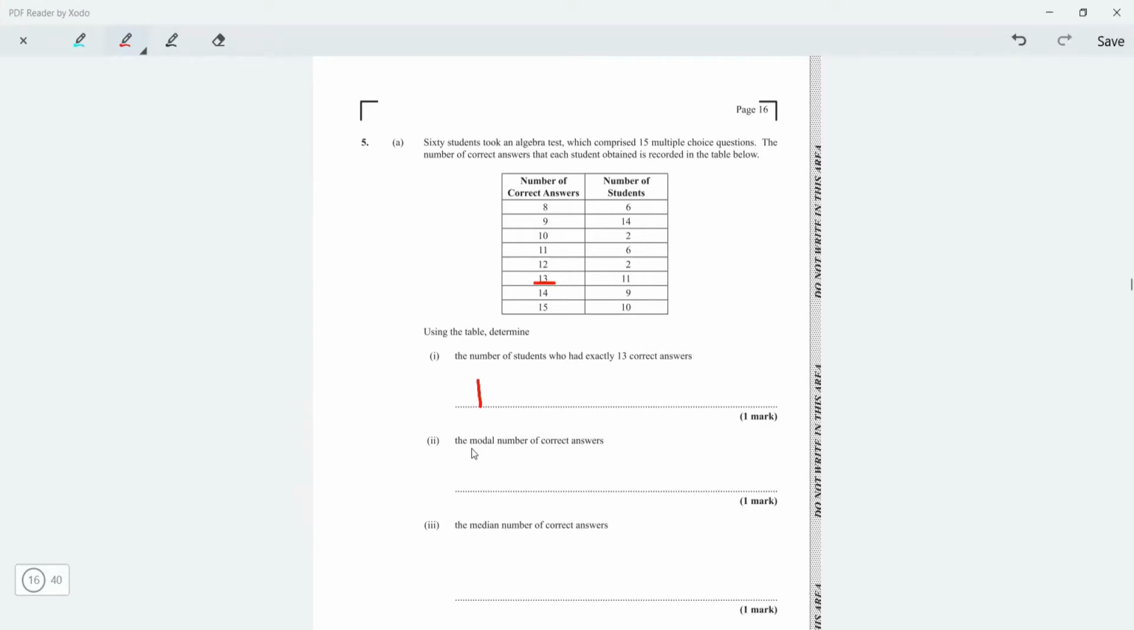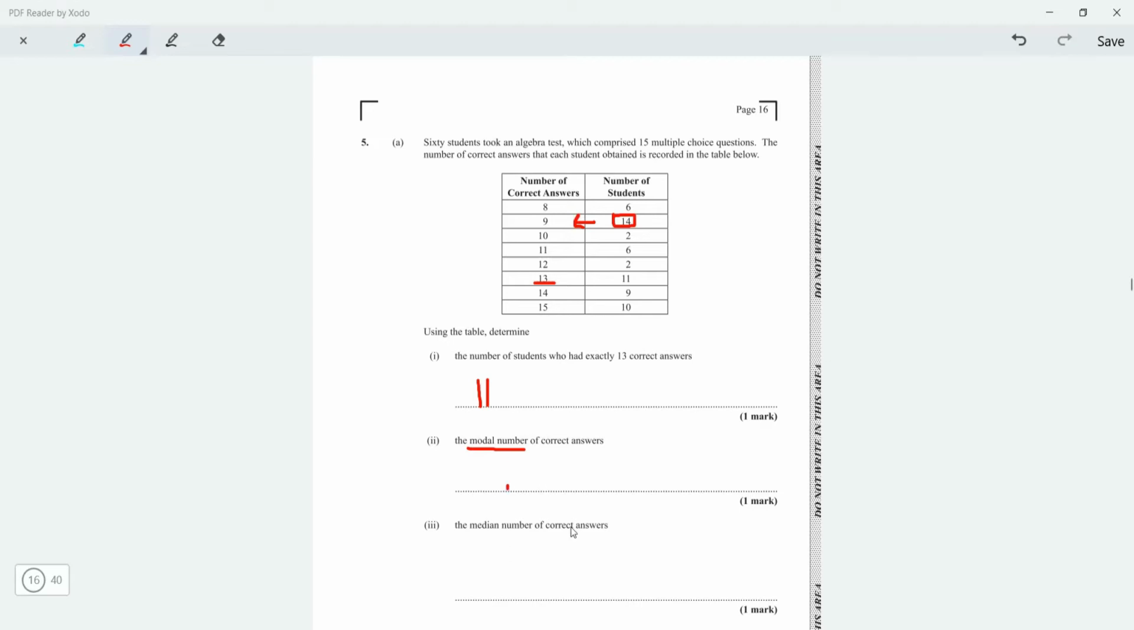Then it says the modal number of correct answers. Which number did most people get right? Most people got 14, that corresponds to 9. So the mode of how many answers students got right was 9.